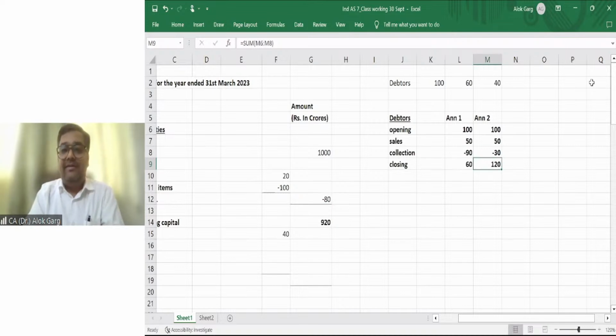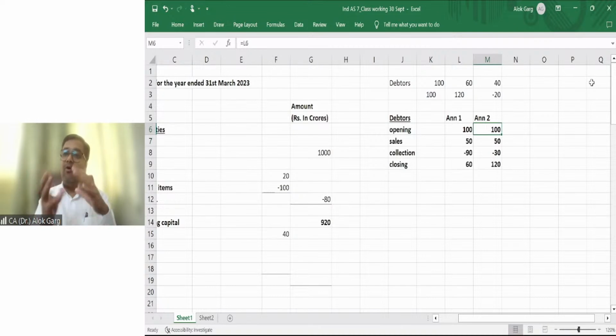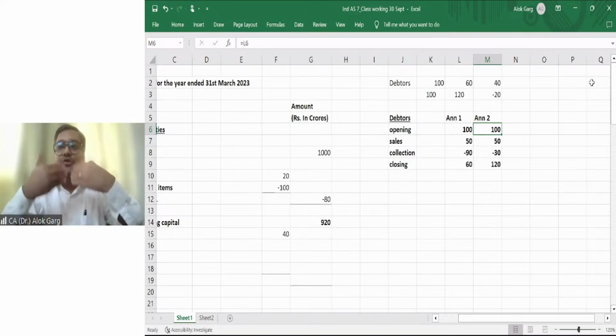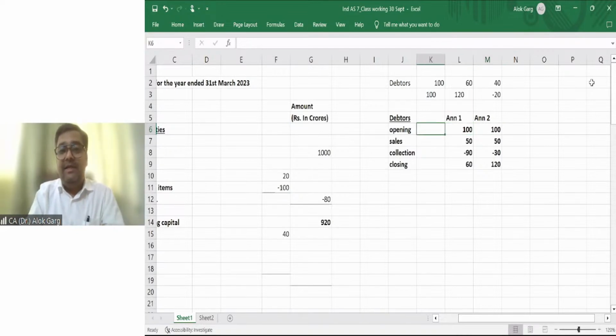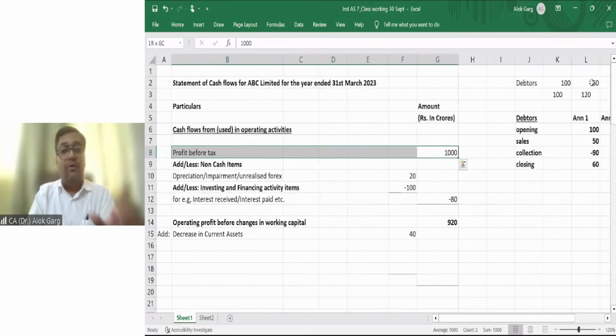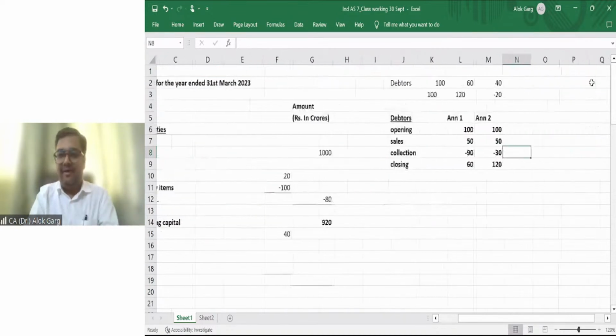So what we need to do here? What does it mean? It means the opening was 100, the closing was 120. It means there is a negative cash flow of 20 crores. Means जो आपका ओपनिंग में 100 था वो तो अभी भी 100 है. And this 20 crore has also been added additionally, right, in your debtor balances. It means the 50 crore of sales which is sitting in this profit before tax, out of this 50 crore sales, 20 crore sales additionally has not been collected, right?